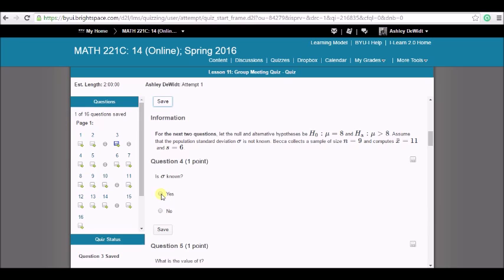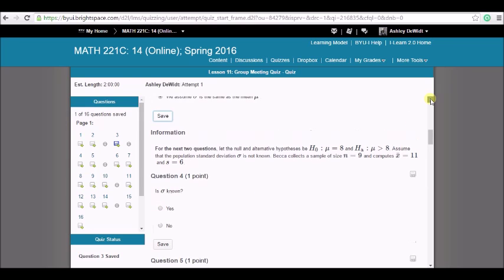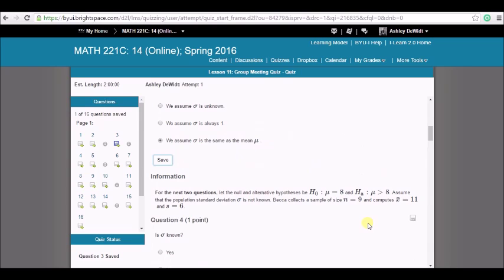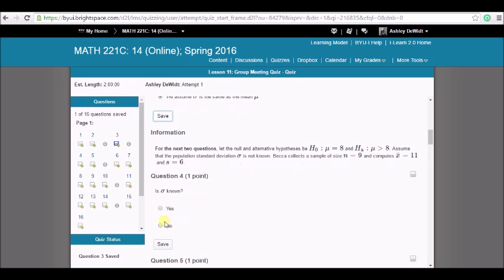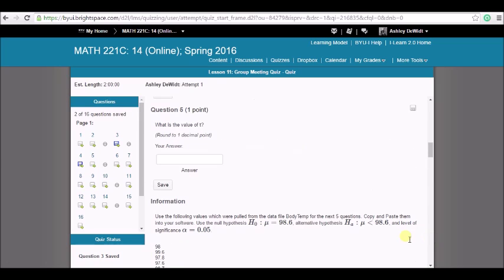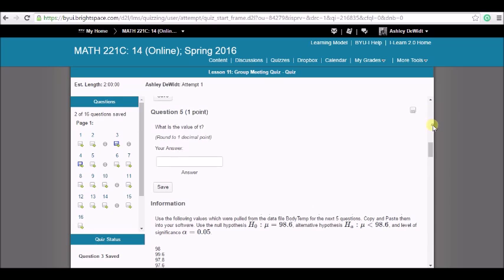Yes. No. Wait. No, if we're going off of the same one as before, that's what we're trying to figure out, right? Yeah. Well, because it does say here, assume the population standard deviation is not known. Now I'm all confused. Well, we'll go with that. With that, it is known or not known? Not known. Okay.